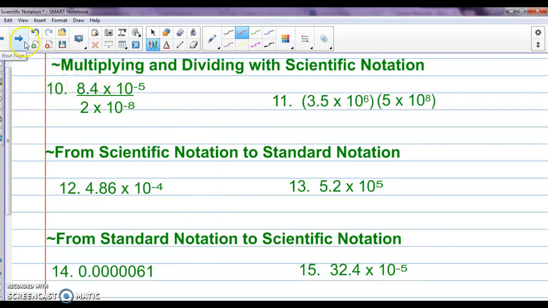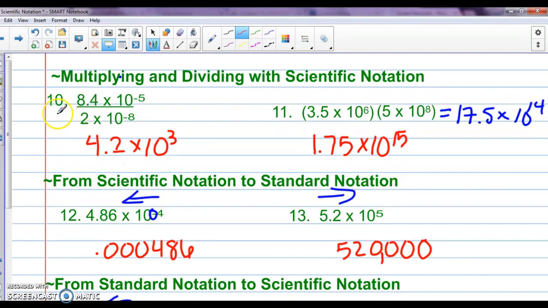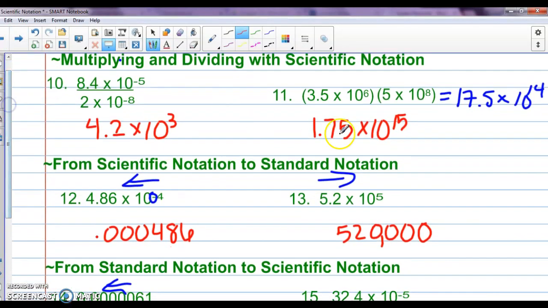Now that you've actually done these 6 problems, it's time to see if you got them correct. So here are the answers. For number 10, you end up with 4.2 times 10 to the 3rd. For number 11, you ended up with 17.5 times 10 to the 14th, but that needs to be turned into 1.75 times 10 to the 15th.